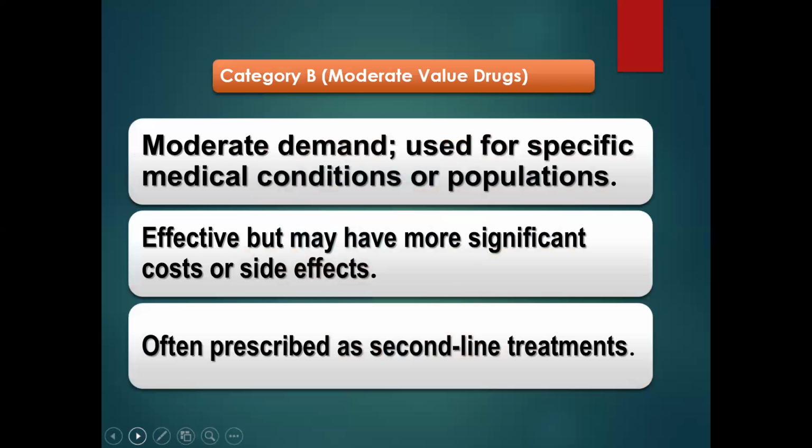Now let's look at category B, that is moderate value drugs. This group of drugs are useful, but not critical for the majority of patients. That is, they are useful, but they may not be needed much in the treatment of patients on a daily basis. These drugs may be included based on specific circumstances or less common conditions. What are the characteristics that qualify this set of drugs? Drugs that are of moderate demand and are used for specific medical conditions of a population.